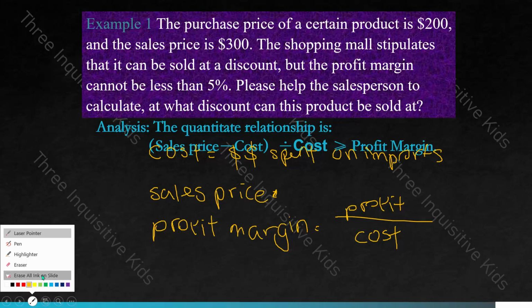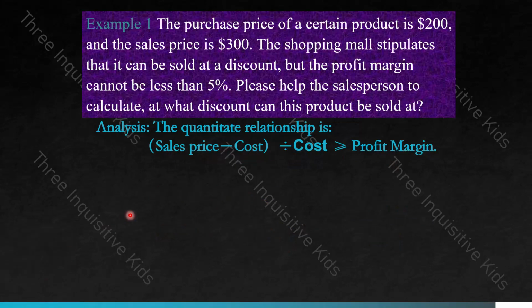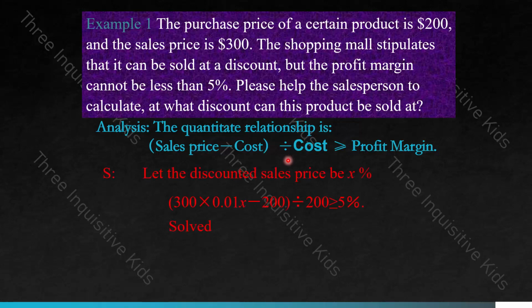Okay, so now that you know all of these vocabulary words, let's look at our analysis. The quantitative relationship is the sales price minus the cost, divided by the cost, is greater than or equal to our profit margin. So here's a solution. Let the discounted sales price be x%. So the inequality we can write would be (300 times 0.01x minus $200) divided by $200, remember that's the purchase price or the cost, has to be greater than or equal to 5%.